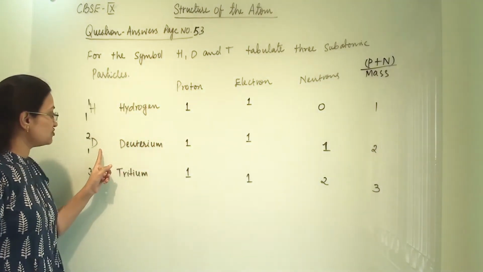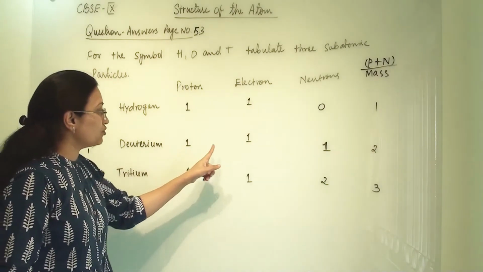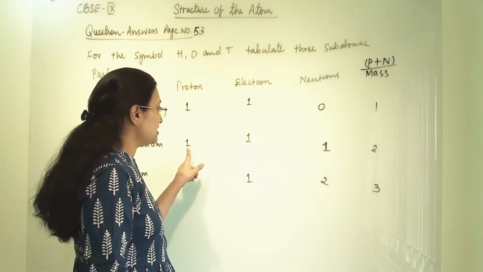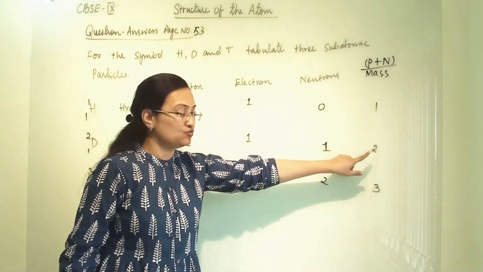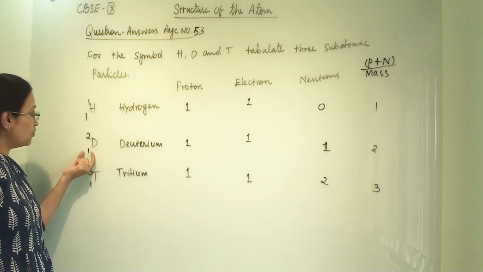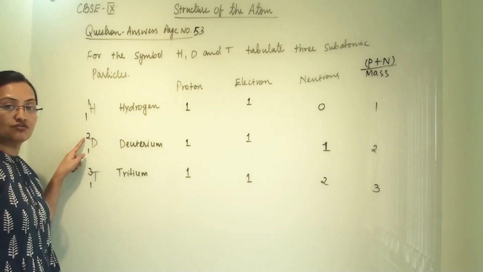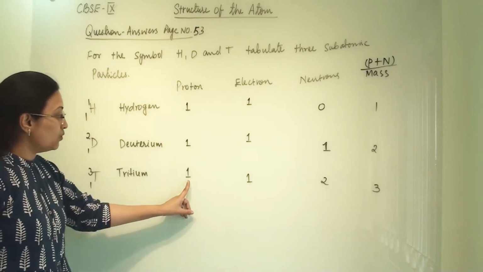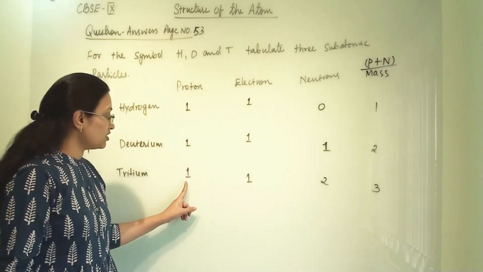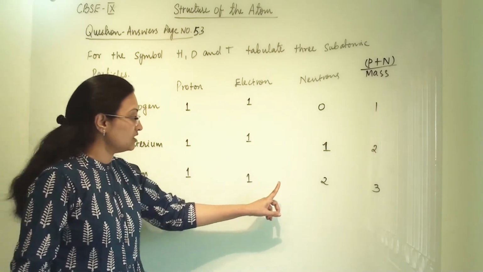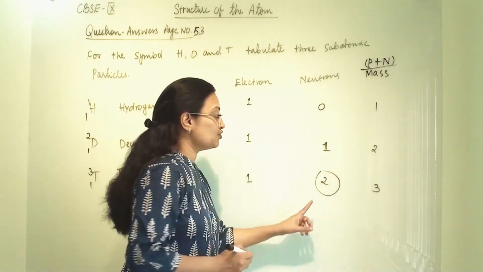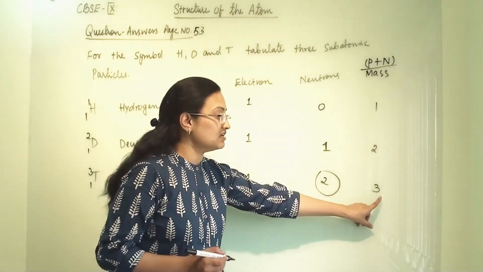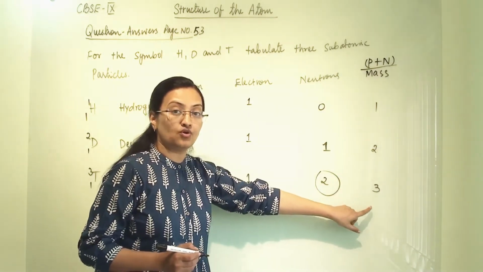Whereas in second isotope, that is deuterium, one proton, one electron is there, but neutron is also 1 here. So 1 plus 1, the mass will be 2. So here deuterium is one atomic number, but the mass number of deuterium is 2. Now when we are talking about tritium, 1, 1 and 2. Here proton count is 1, electron count is 1, but the neutron count is 2. So 1 plus 2 will give us 3 atomic mass unit for tritium.